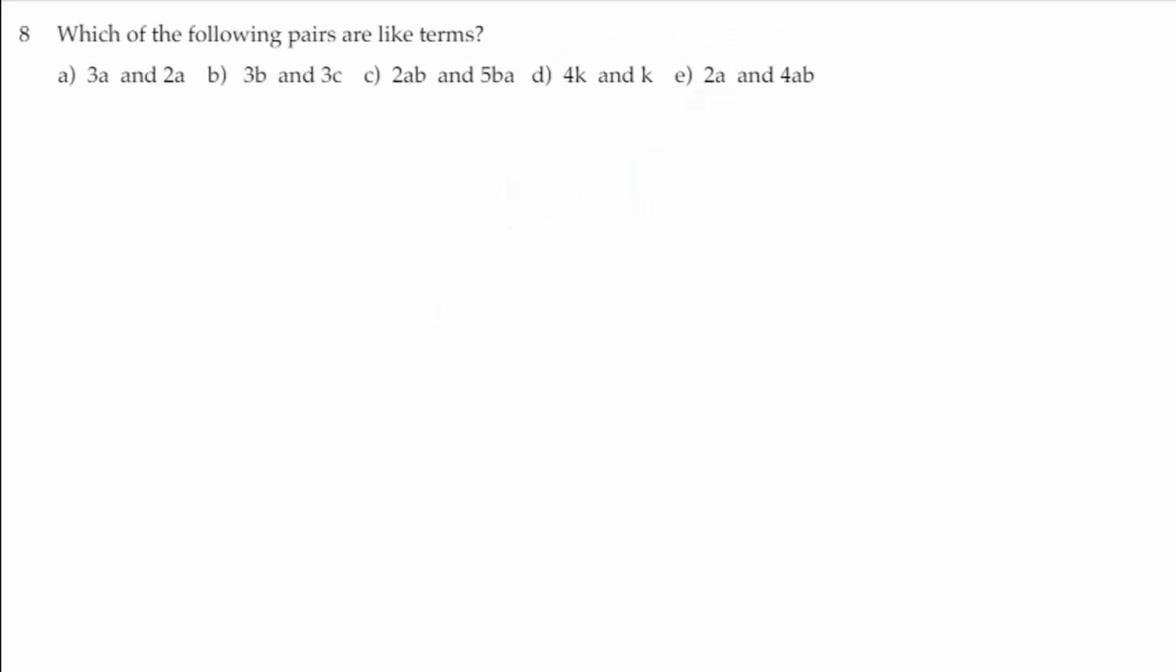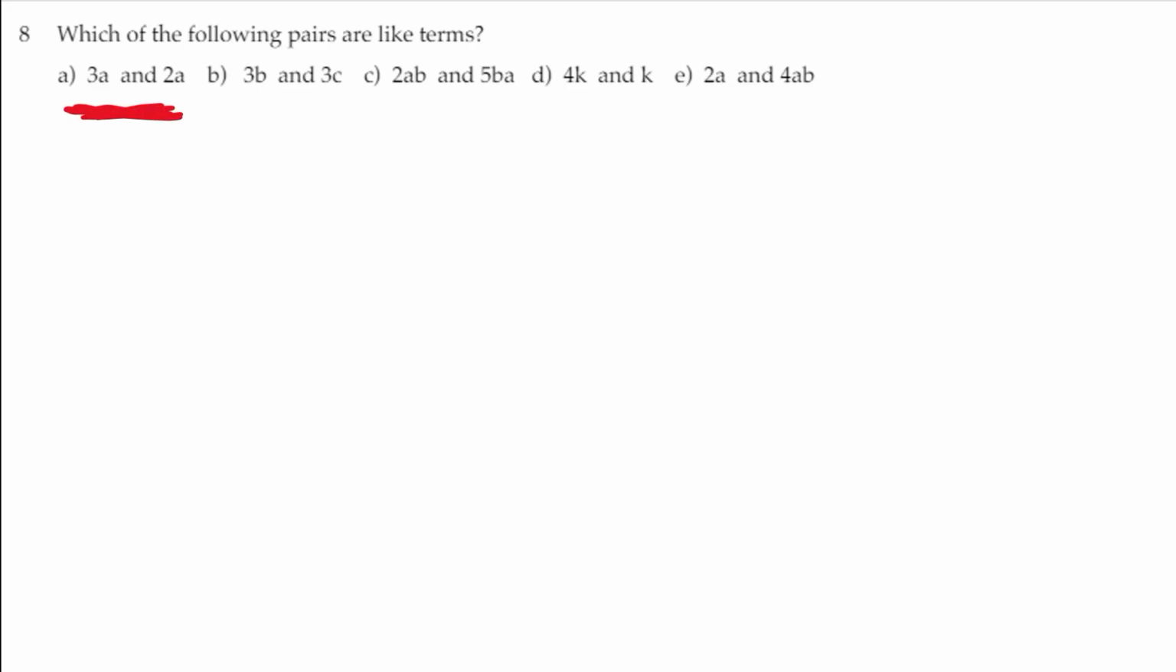And that brings us to number 8. Which of the following pairs are like terms? Right, 3a, 2a. Yep, that one is. Let's just underline it. This one, 3b and 3c. That is not, because the letters are different, right?